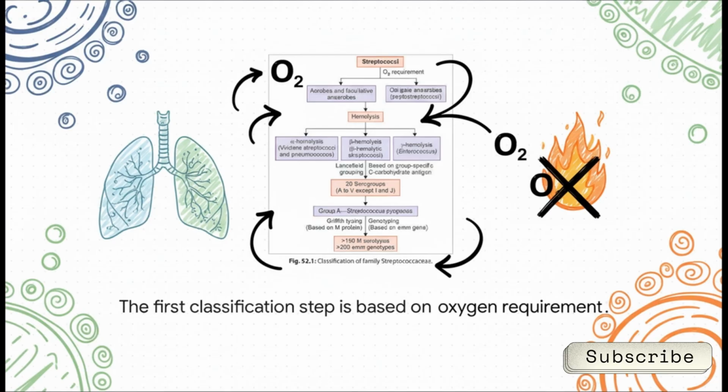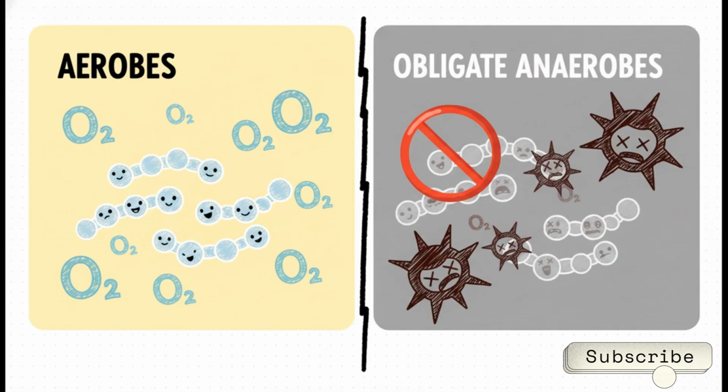Okay, so when we start classifying them, the very first split on our roadmap is actually super simple. It's all about one thing, how they feel about oxygen. So this one question splits the whole family into two big groups. On one side, you've got the aerobes and facultative anaerobes. These guys are fine with oxygen. On the other side, you've got the obligate anaerobes, like Streptococcus. For them, oxygen is literally poison. Now, for our purposes, we're going to follow that first path, the ones that can handle oxygen.